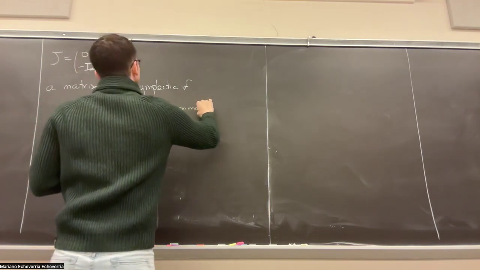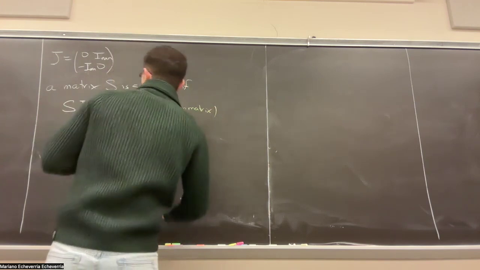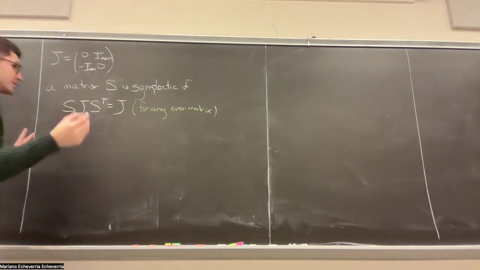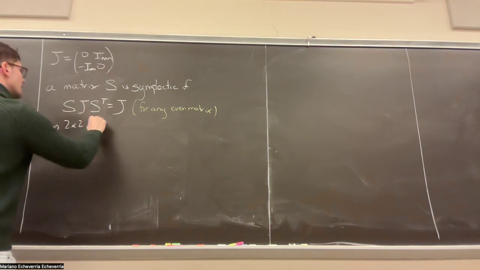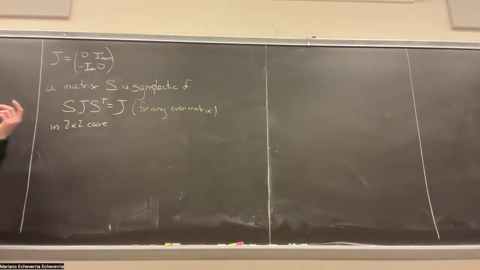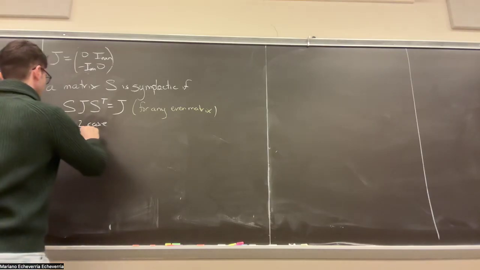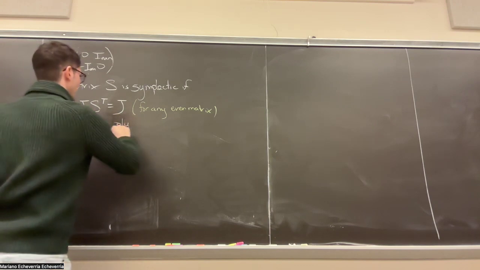In the 2 by 2 case, which is the one that we have been focusing on most of the time for now, it does translate into just having determinant one, if you remember. So it does simplify a lot in the 2 by 2 case.